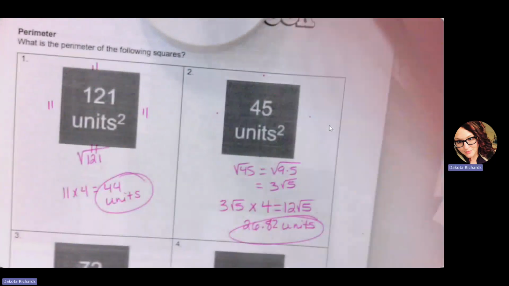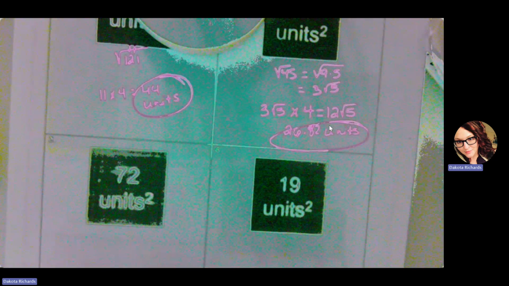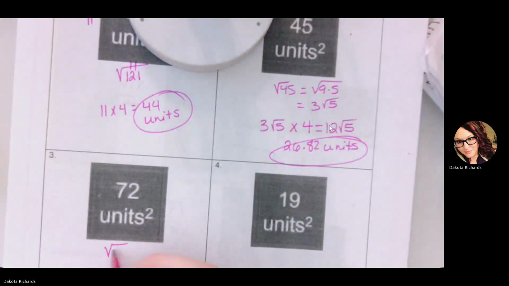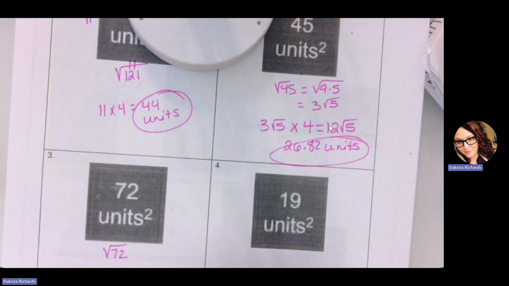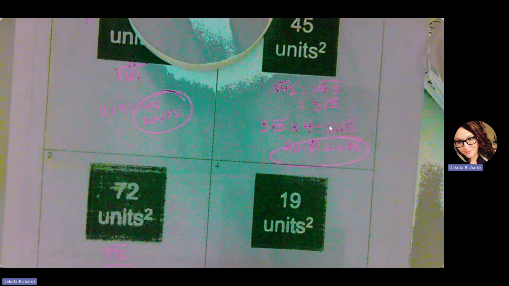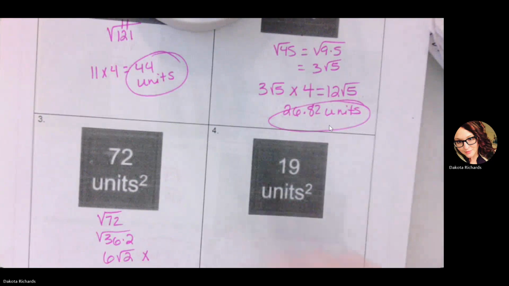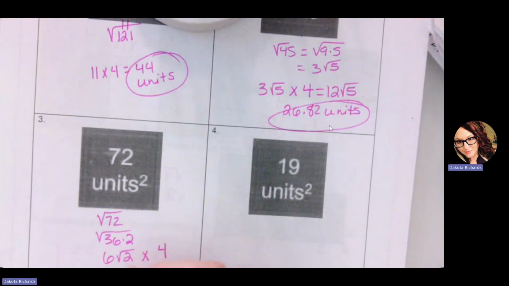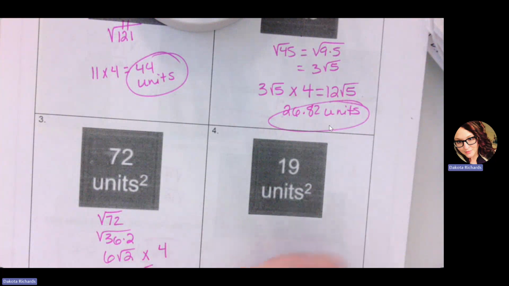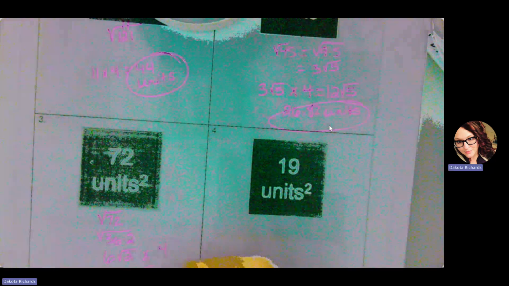And then 3 and 4. Again, you're just taking the square root and multiplying it times 4. Take the square root of 72. We can rewrite 72 as 36 times 2. And then that's just 6 square root 2. And then you're going to multiply that times 4. Which is just 24 square root 2. And as a decimal, 33.94.